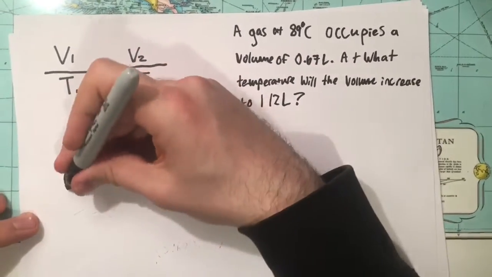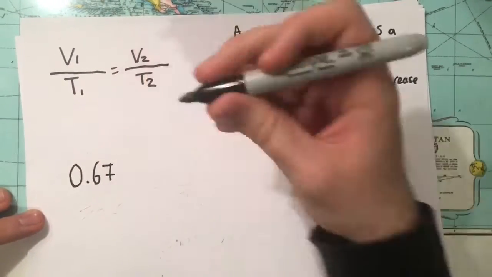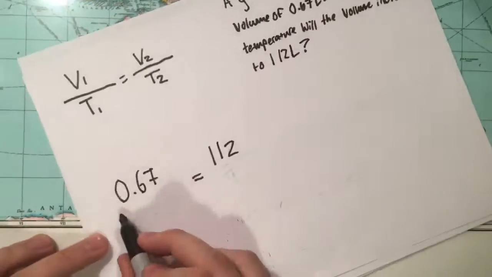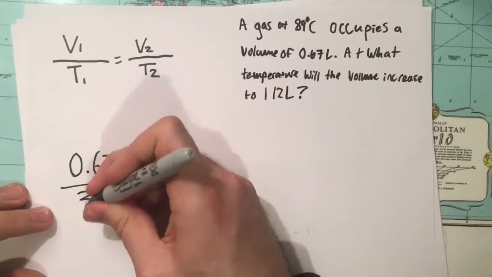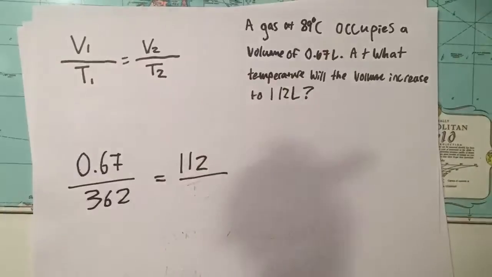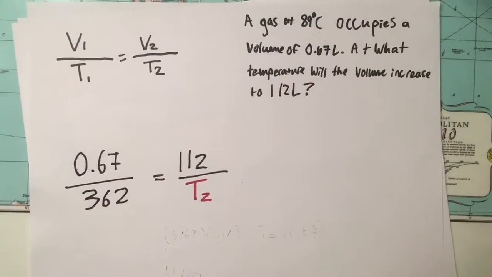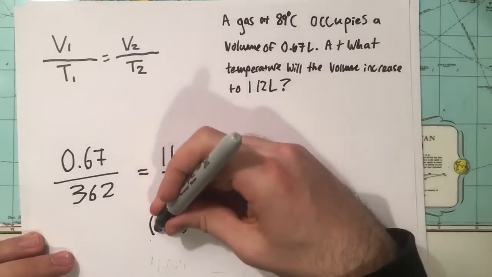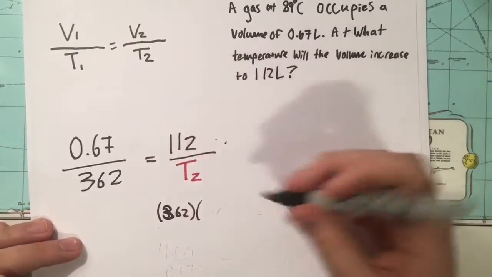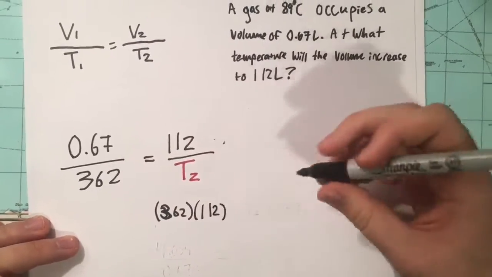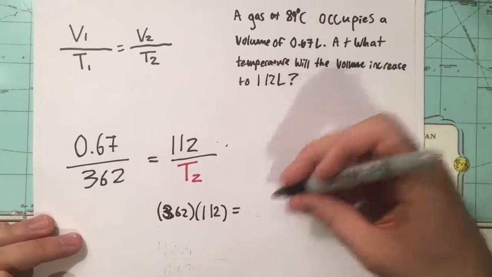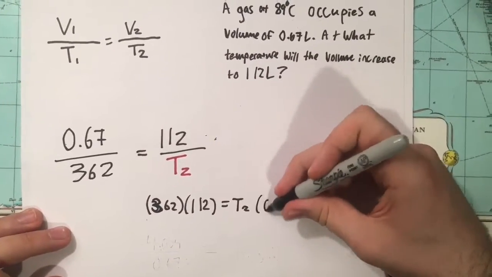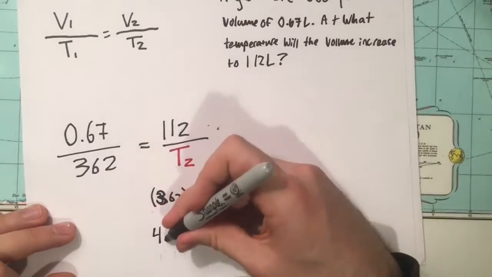So to answer this problem, we first need to plug in our givens. We know that our first volume is 0.67 liters and our second is 112 liters. We also know that our first temperature that is given to us is 362 Kelvin, but we don't know our second temperature. So using algebra, we can cross multiply. We take 362 and multiply it by 112. And we know that that is equal to our second temperature multiplied by 0.67.